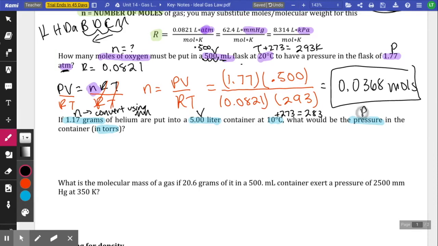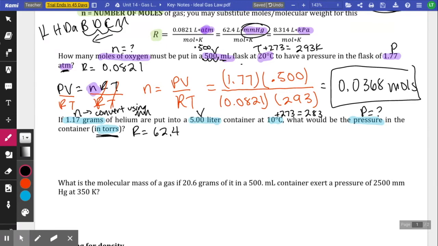And then what would be the pressure? So we want to know pressure, and again, we want to know in torr. All right. So the only variable that's not in our problem, once again, is the R. So we need to figure out which R value to use. Like I said, millimeters of mercury and torr are on the same scale, so we would use the same R value for them. So we're going to use 62.4 as our R value here.